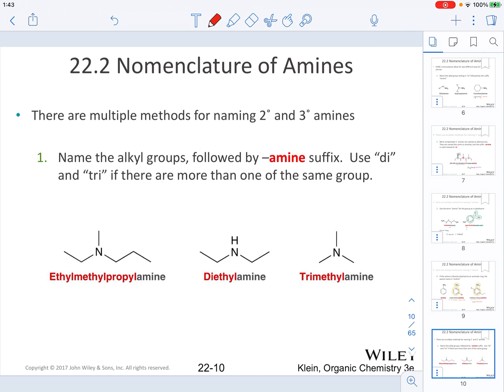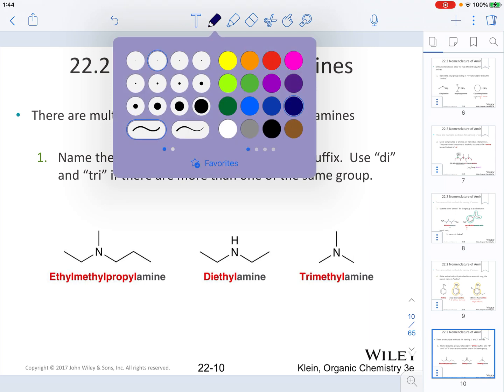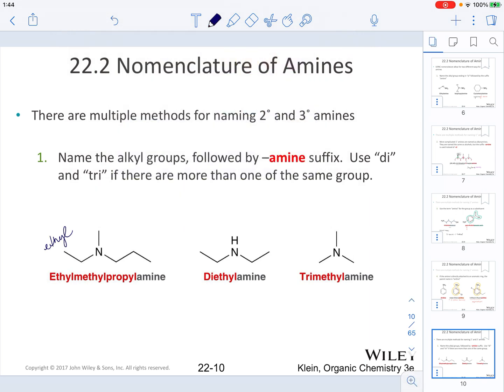Now, there are multiple methods for naming secondary and tertiary amines. One of the methods is by just writing the names of the alkyl groups that are surrounding the nitrogen atom in your amine. As you can see in the examples below, the first molecule contains an ethyl, a methyl, and a propyl group, and those substituent names are placed before the word amine, and you have to place them in alphabetical order.